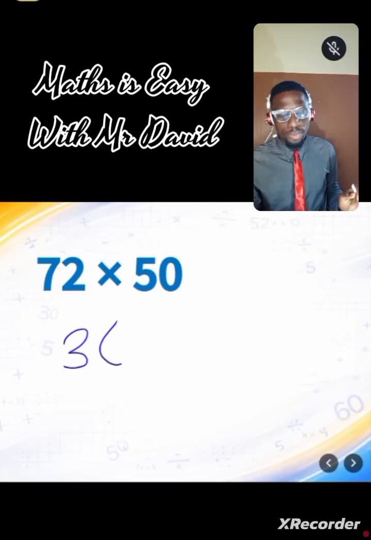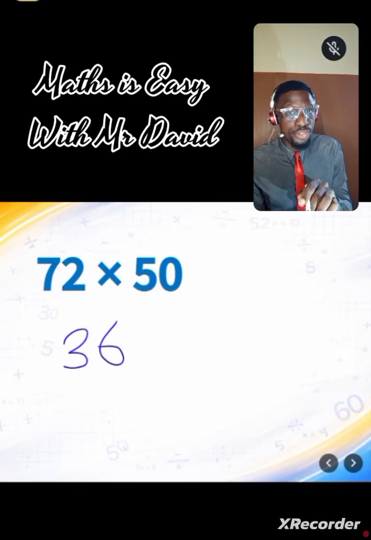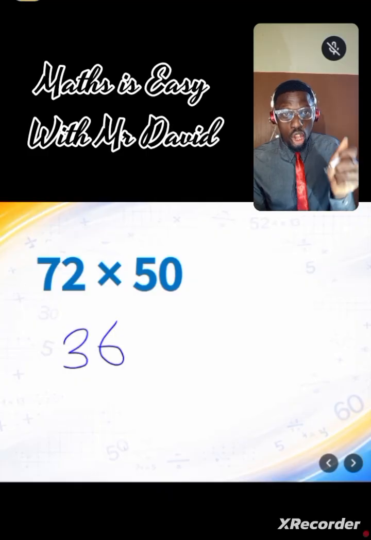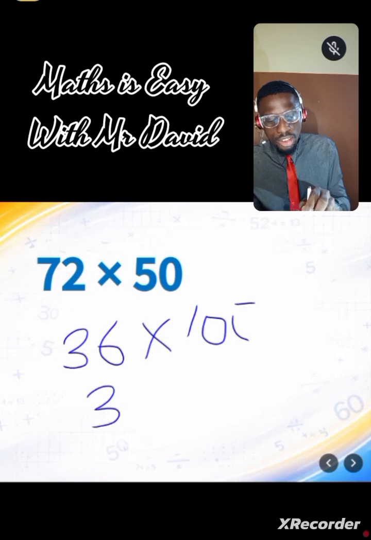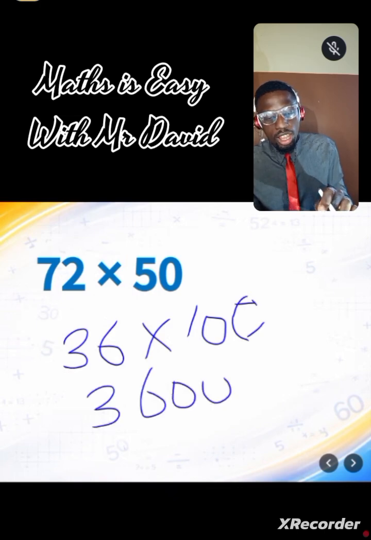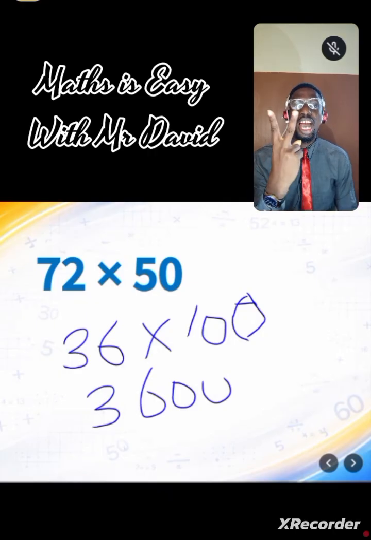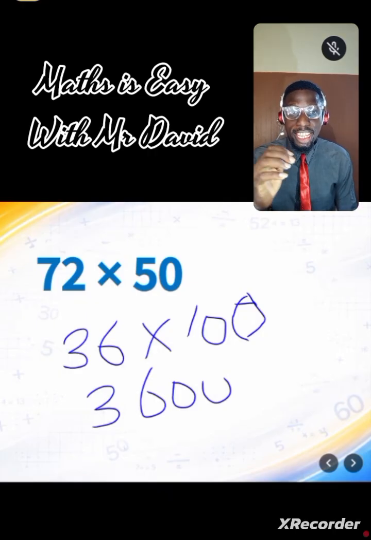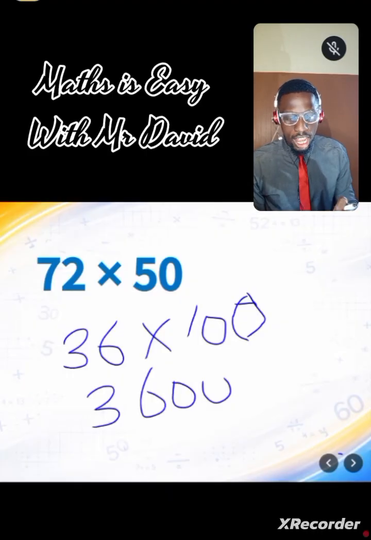Okay, and then 36, instead of multiplying by 10, since it is 50 there, 50 into 2 is 100. So I will now multiply by 100 instead. And if I multiply by 100, I'm going to have 3,600. And it's the same thing there. The only thing is, if you divide by 2, instead of adding 1 zero, you add 2 zeros now since you're multiplying by 50. So that's why you have 3,600 there.